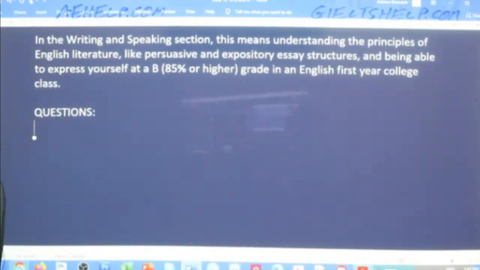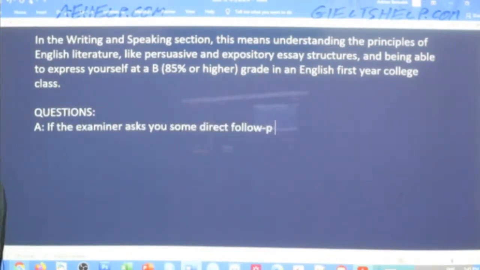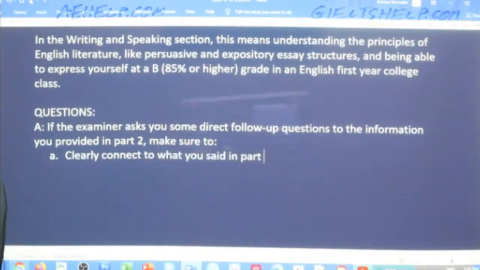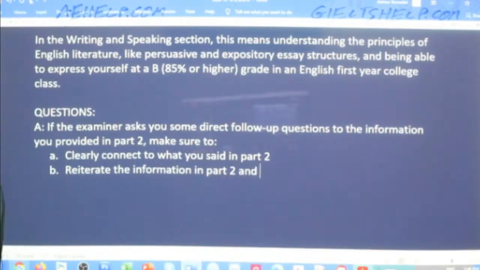Let me give you a couple tips, okay? If the examiner asks you some direct follow-up questions to the information you provided in part 2, make sure to, A, clearly connect to what you said in part 2, and B, reiterate the information in part 2 and paraphrase while giving more detail.